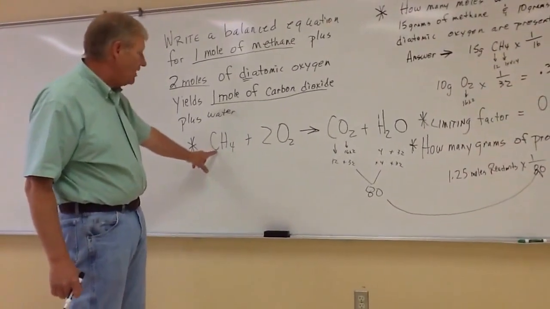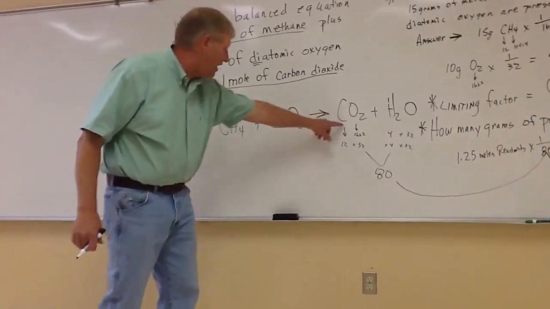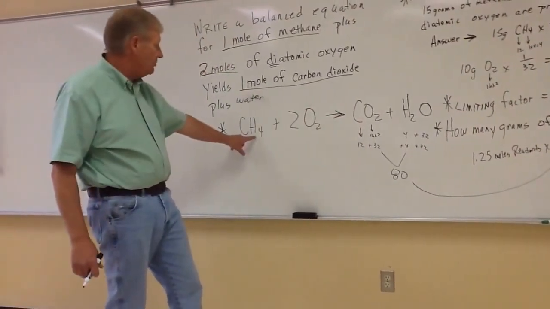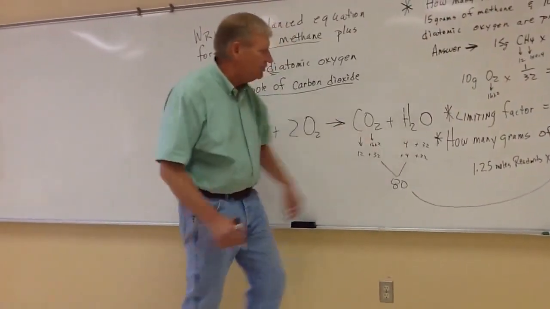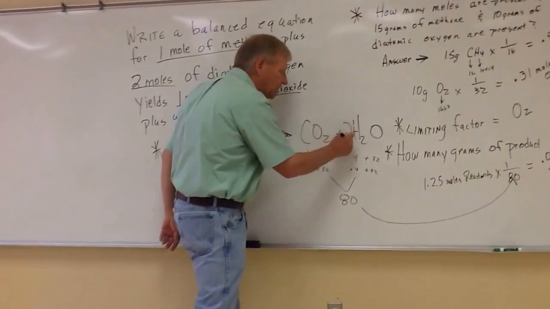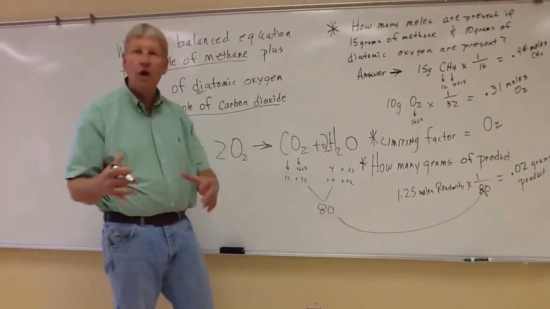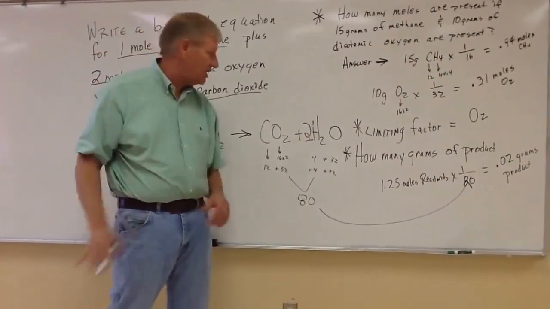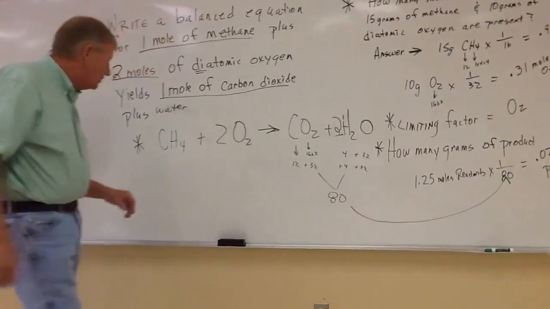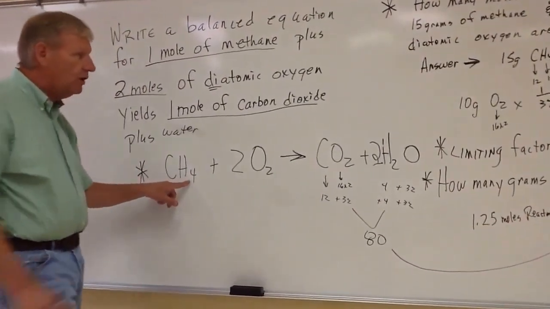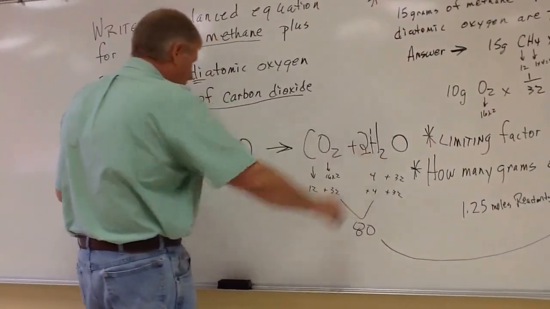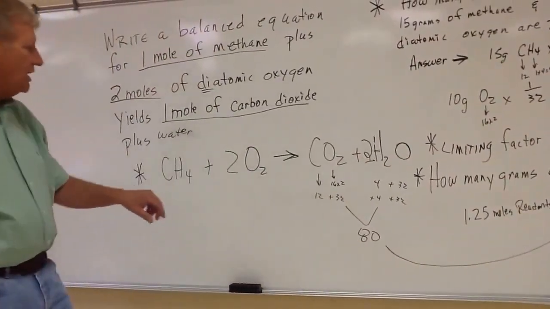So how many carbons do we have? We have 1 here. How many carbons here? We have 1. How many hydrogens do we have here? We have 4. How many hydrogens do we have here? We have 2. We can fix that. We can put a 2 here. Remember, balancing chemical equations, you can change the number of moles, but you can't change the subscripts. So now, how many carbons? 1, we're still good. How many hydrogens? There's 4 here. How many hydrogens here? There's 4.